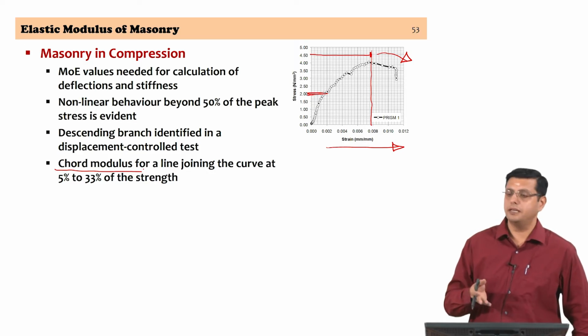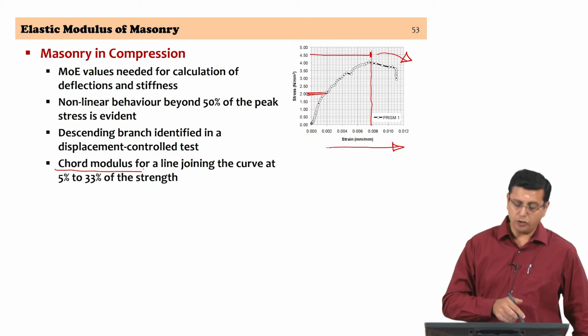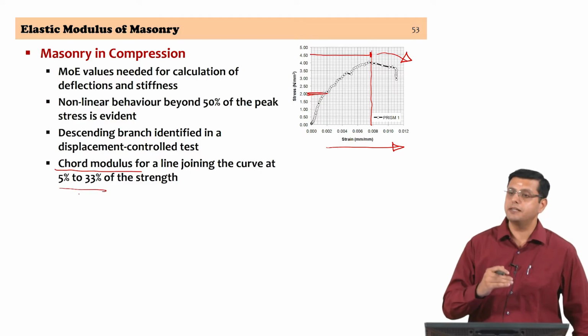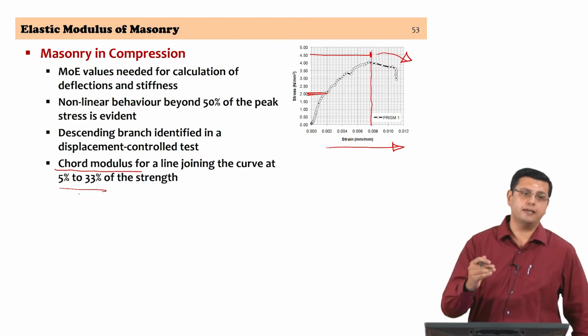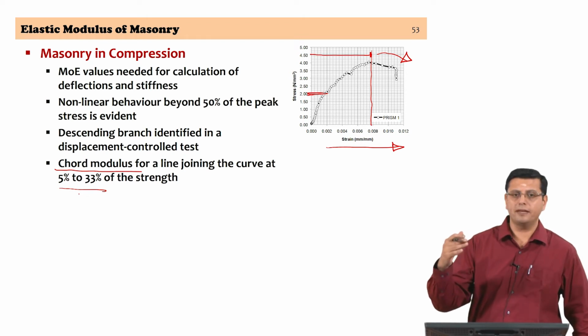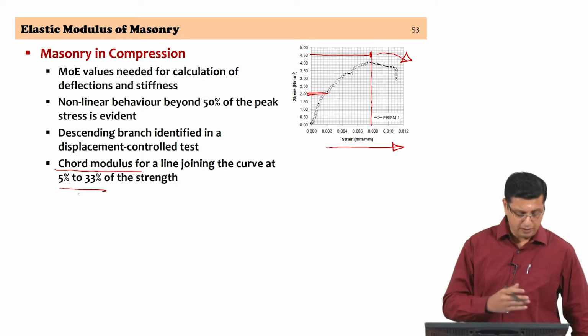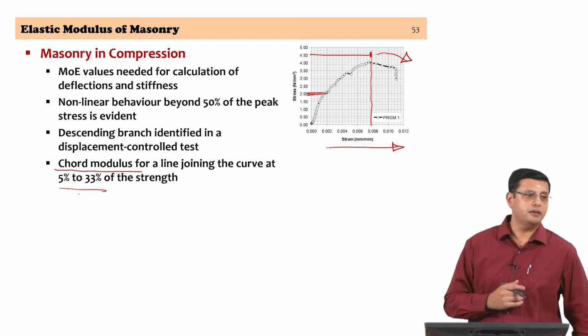The difference between the secant modulus and the chord modulus, as you know, is that in the secant modulus you go from the origin, but in the chord modulus we are not going from the origin as far as the stress strain curve of the masonry is concerned. The prescription is that you go from about 5% of the peak stress to 33% of the peak stress. We are stopping at 33% because you start seeing deviation from linear behavior, but can you think of why we neglect the first 5%?